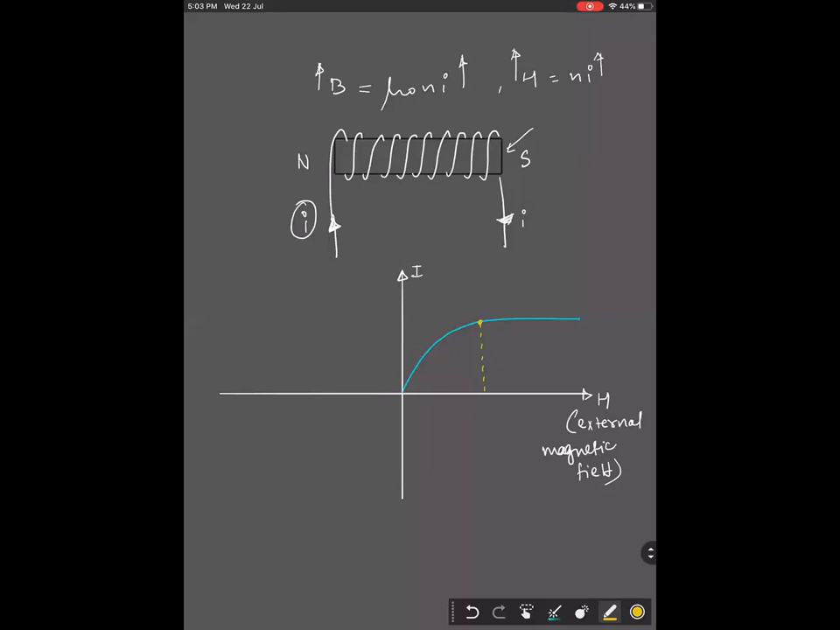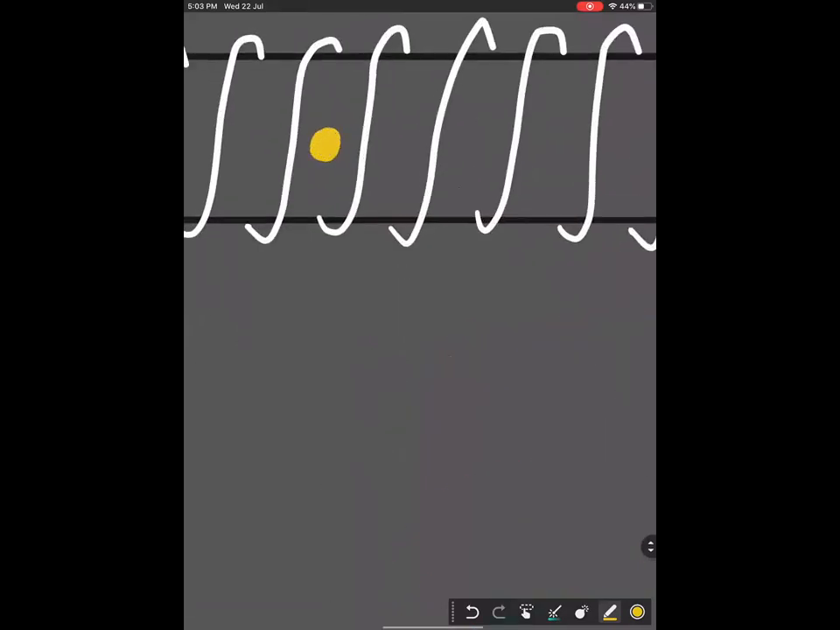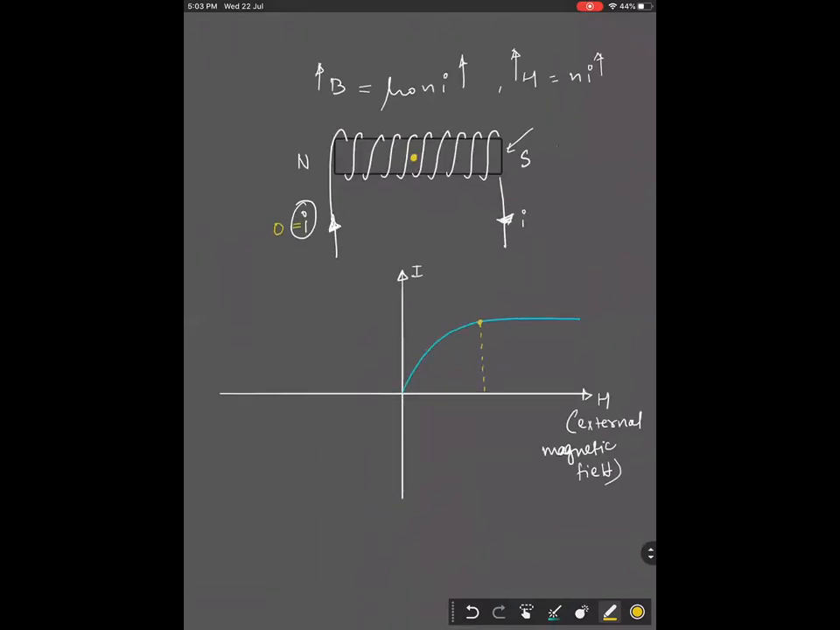It started from zero. Now you can do one thing. Now you make current zero suddenly. What will happen? The magnetic field inside this ferromagnetic substance will increase or decrease? Decrease, but will not become zero because this is a ferromagnetic substance. Magnetic field will decrease, but it will not become zero suddenly. So it will come to this point.